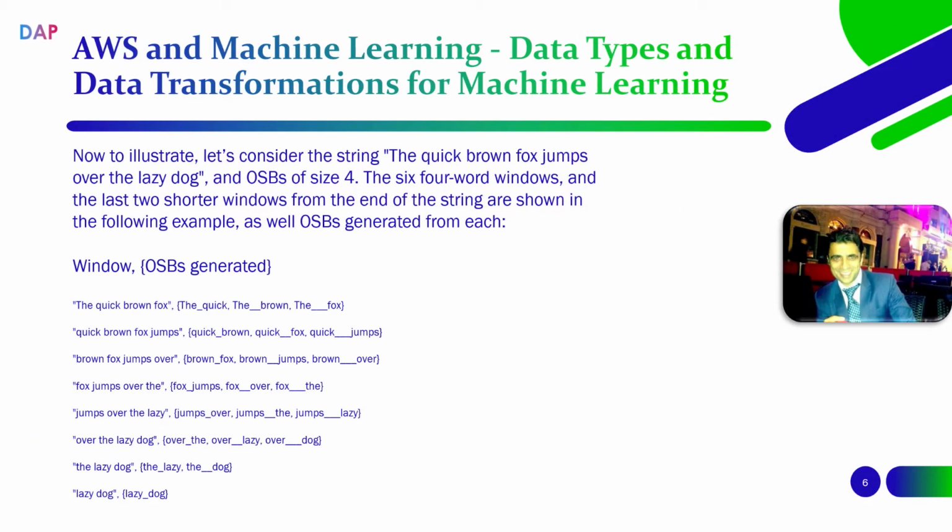To illustrate this, let's consider a string: we all know that a quick brown fox jumps over the lazy dog, and an OSB of size 4. Now, six 4-word windows, and the last two shorter windows from the end of the string, are shown in the following example, as well as the OSBs generated for each.